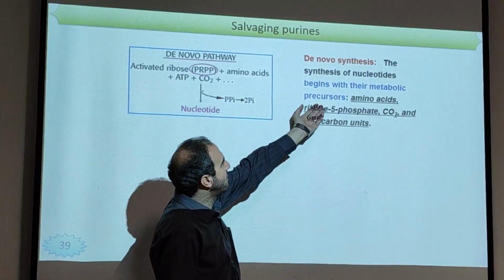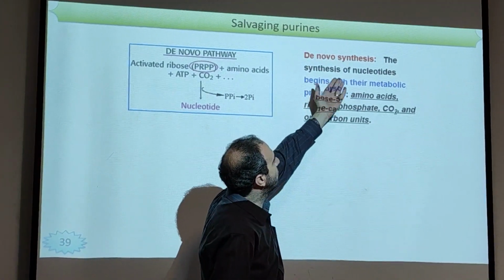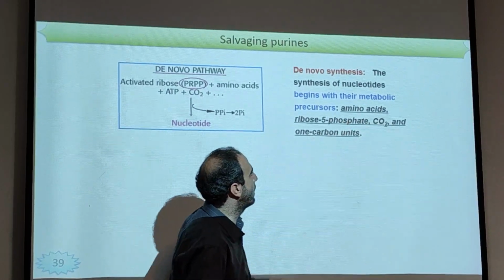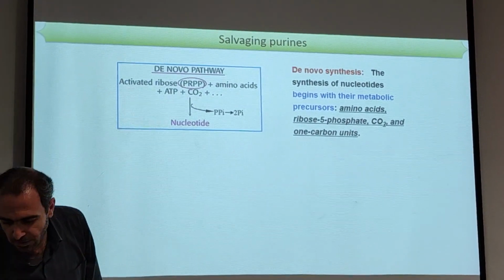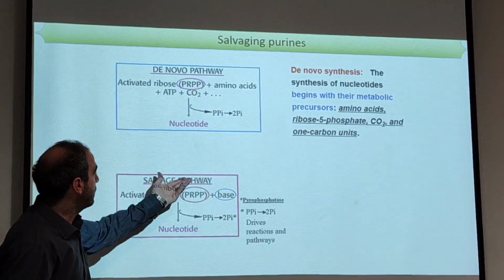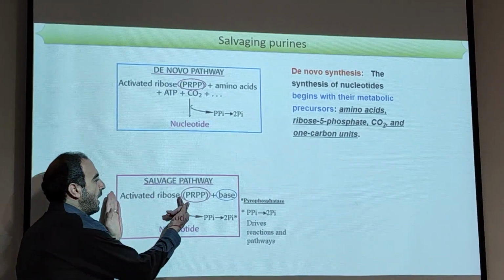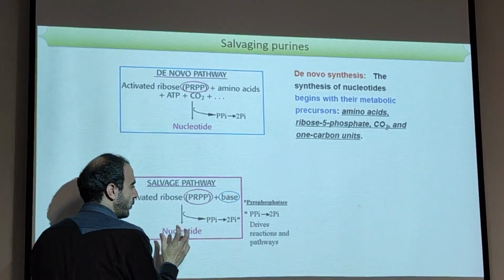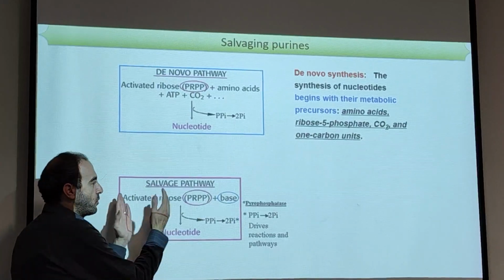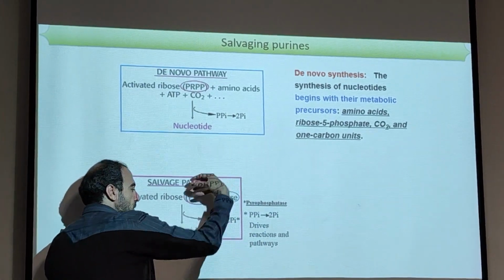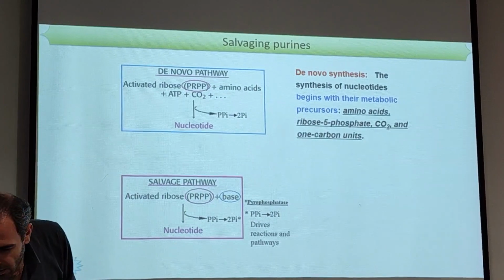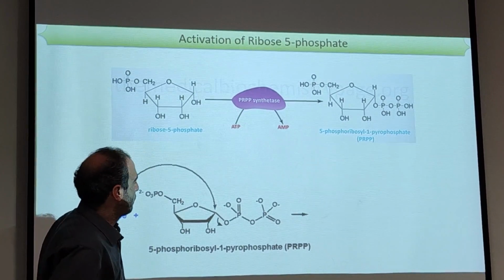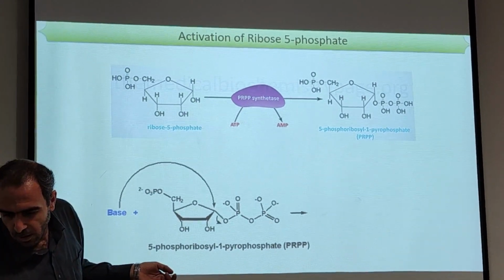In de novo synthesis, the synthesis of nucleotides begins with metabolite precursors: amino acids, ribose phosphate, CO2, and one-carbon units, which are tetrahydrofolic acid. But in the salvage pathway, we have an activated ribose as PRPP, and we add the bases and produce a nucleotide. So we need PRPP and an added base, and we produce a nucleotide. One of them is for adenine.